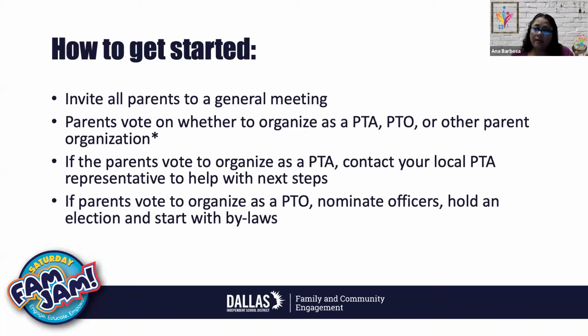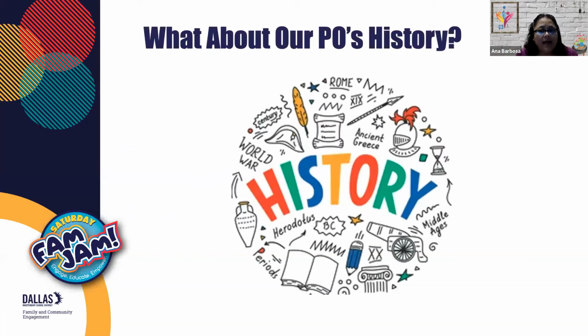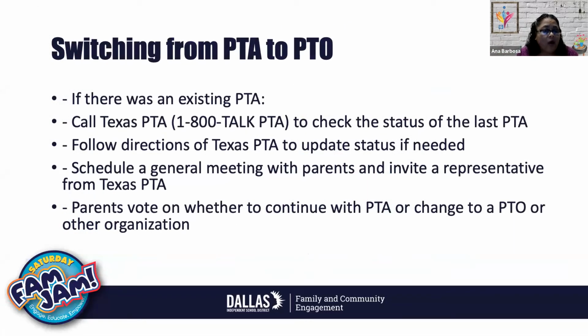Now, whenever we're talking about our parent organization history in the school, we're referring to the fact that you might have been a PTA or a PTO at another time, and the organization dissolved. Let's say that you used to be a PTA, but you're saying, you know what, PTA requires 20 members. We cannot hold 20 members. We cannot recruit 20 members at this time. We want to become a PTO. Then there is a process. It can be done. And this is the process.